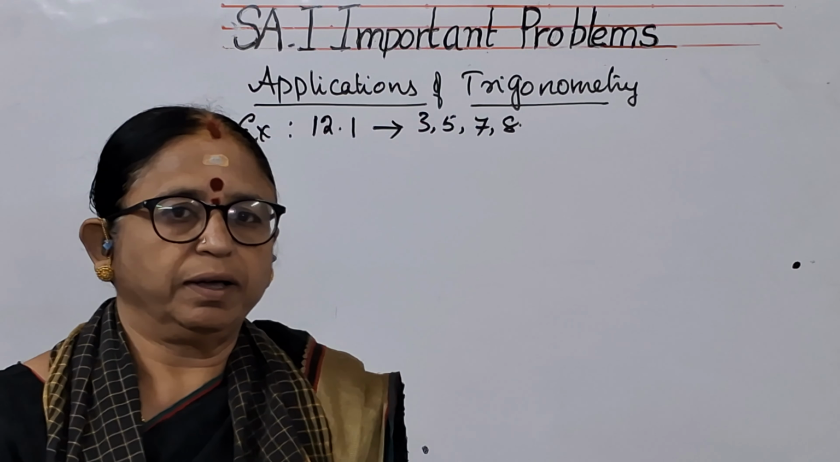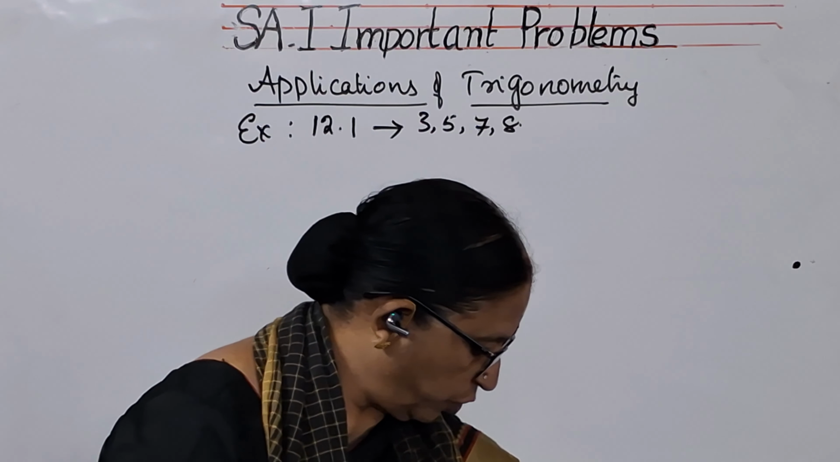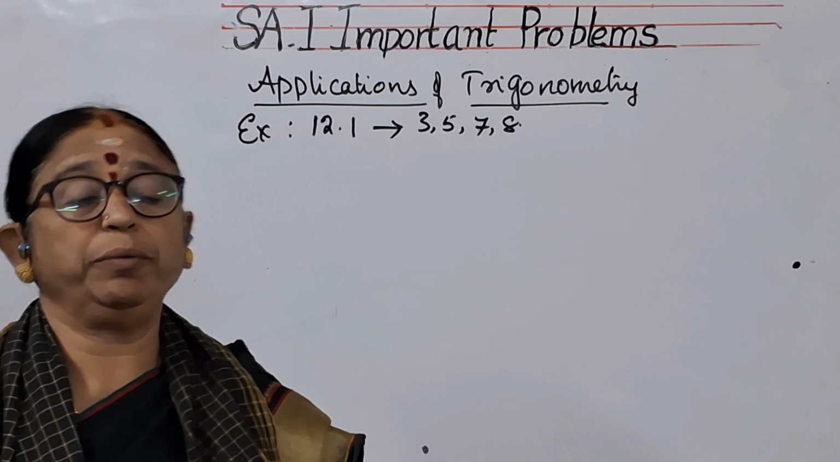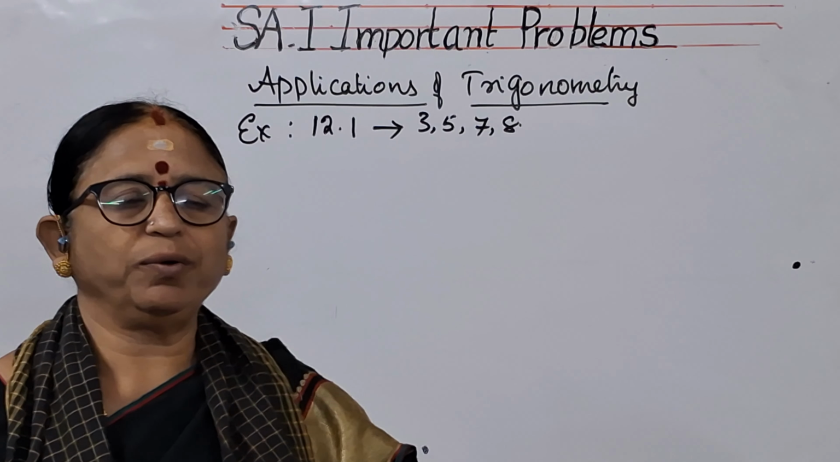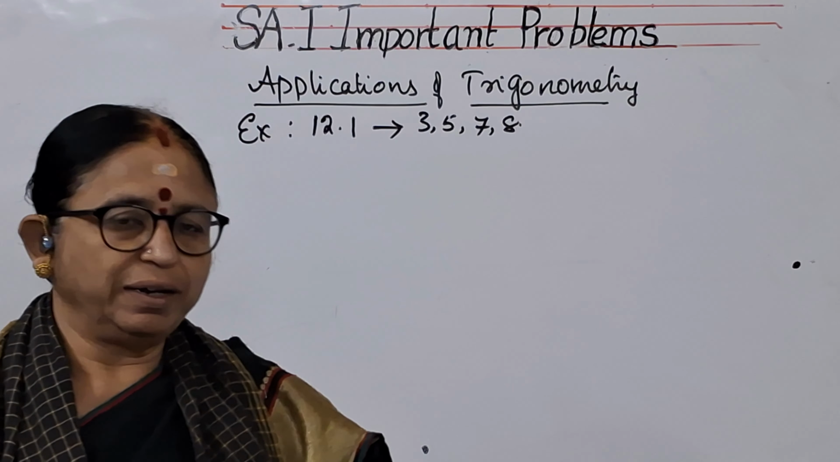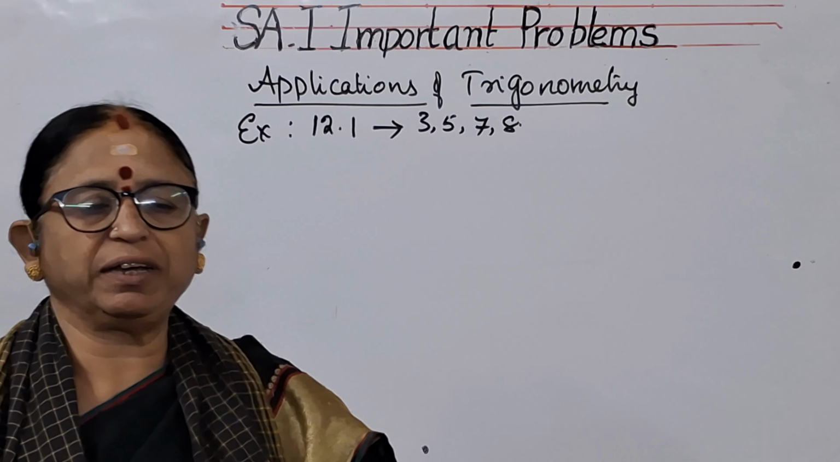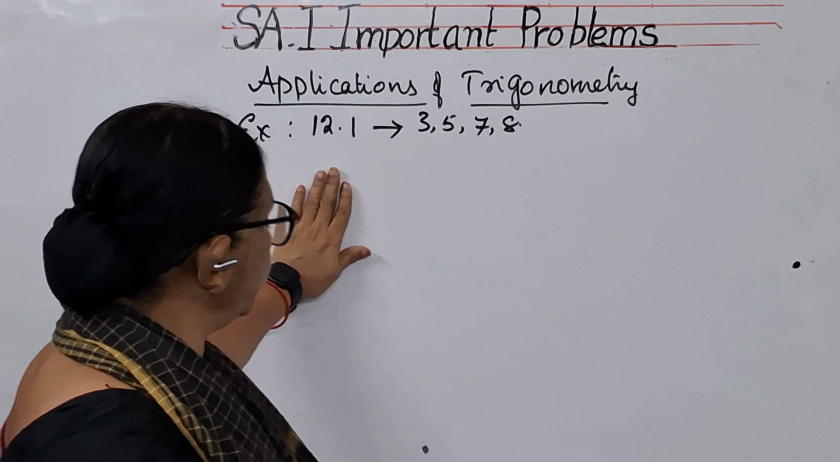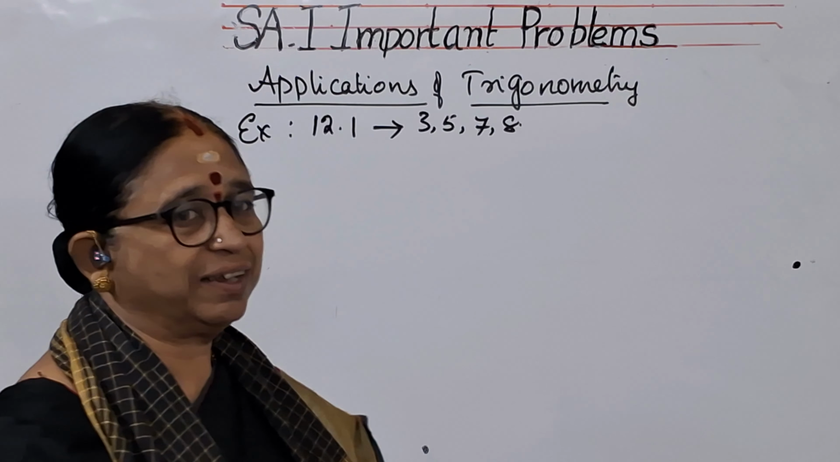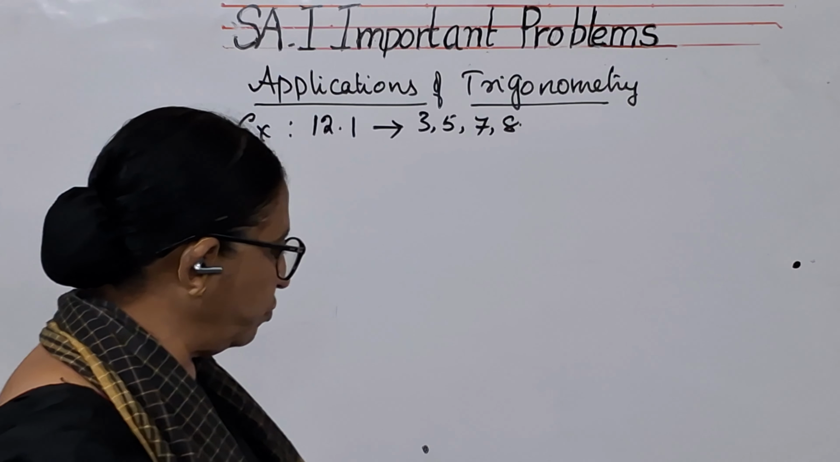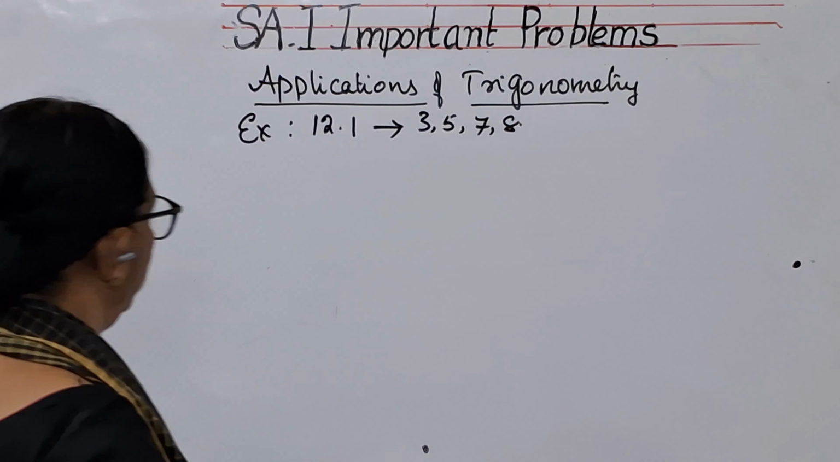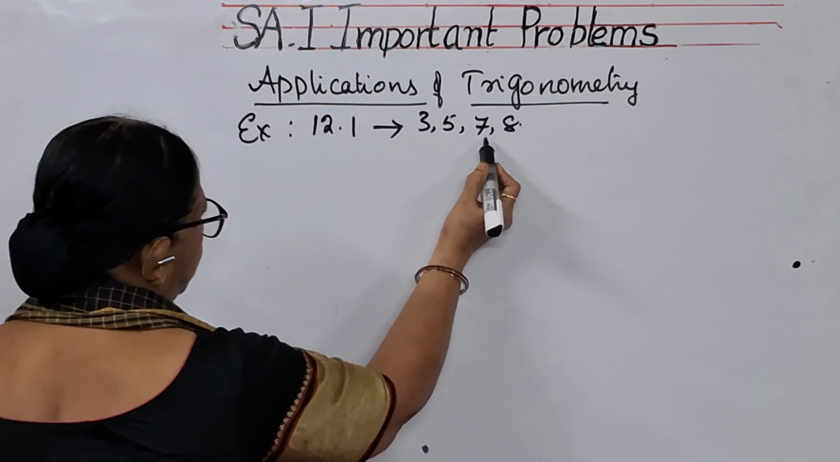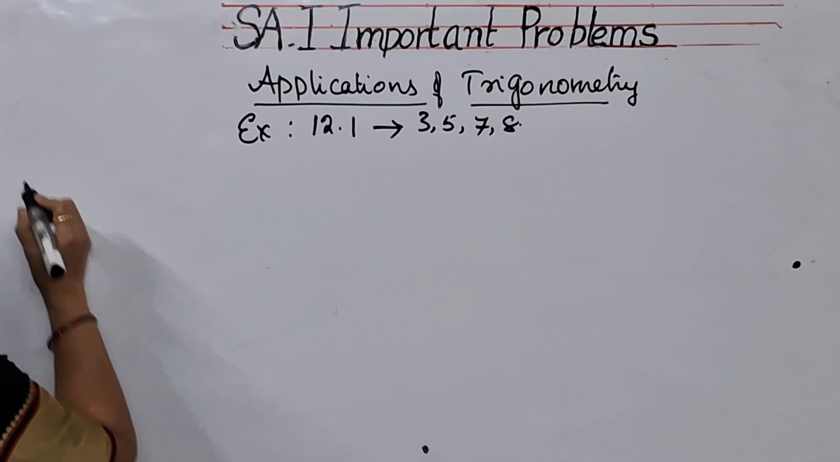Children, I have finished trigonometry SA-1 important questions. Now I am going to do the next chapter, that is application of trigonometry. In this 12.1 exercise I am dealing with now, problems 3, 5, 7, 8 are important.